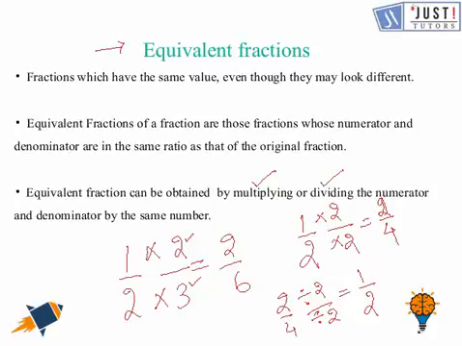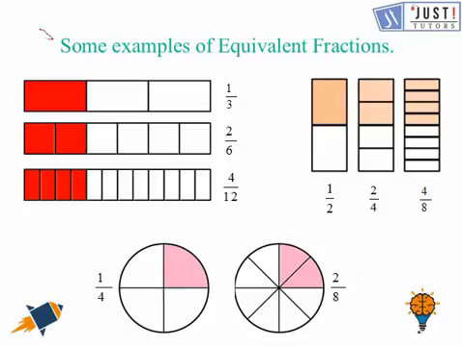Now we move ahead and we are going to learn about equivalent fractions by using diagrams. As you can see in this picture, you have been given a chocolate bar. Now we have 1, 2 and 3 chocolate bars. The first chocolate bar is divided into 3 equal parts. The second chocolate bar is divided into 6 equal parts. The third chocolate bar is divided into 12 equal parts.